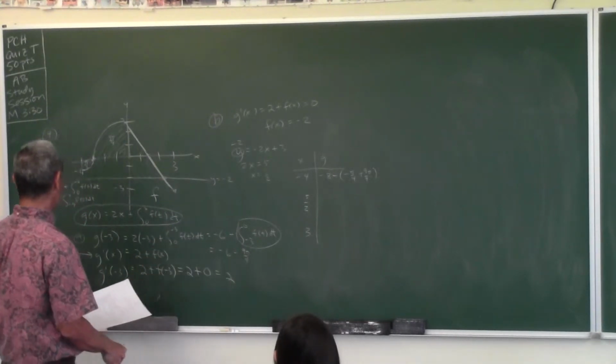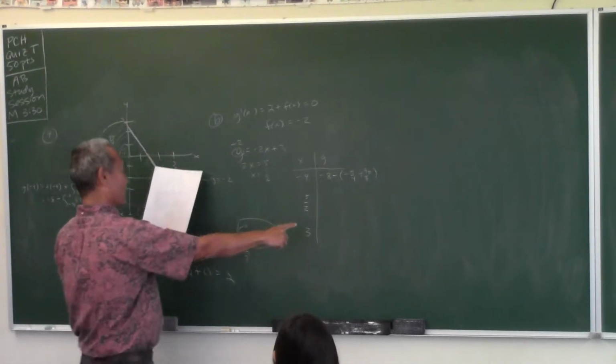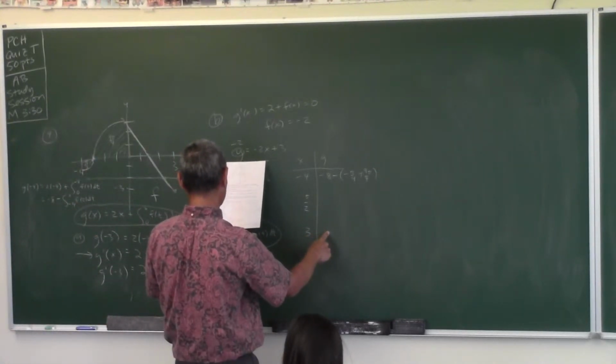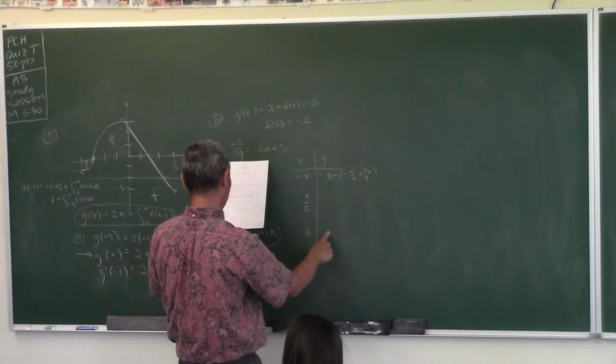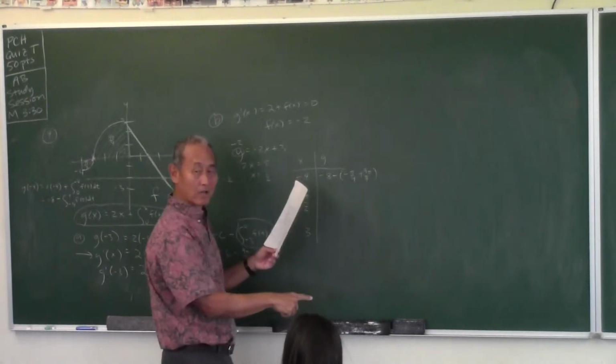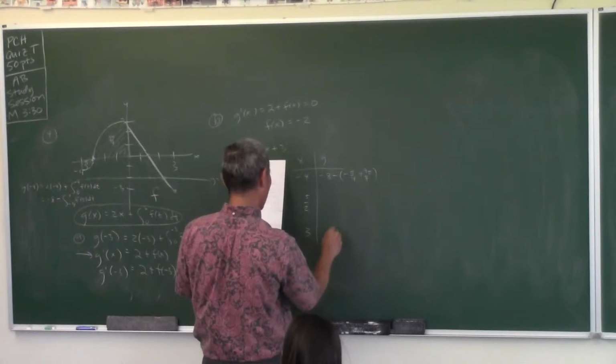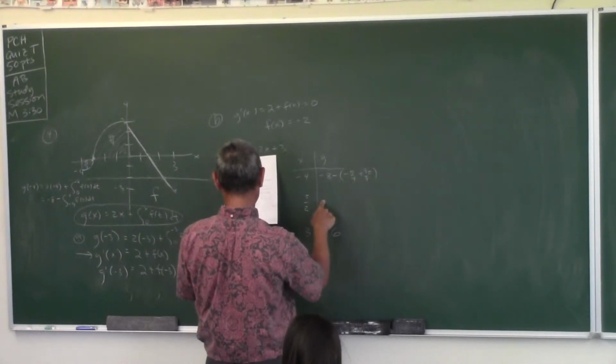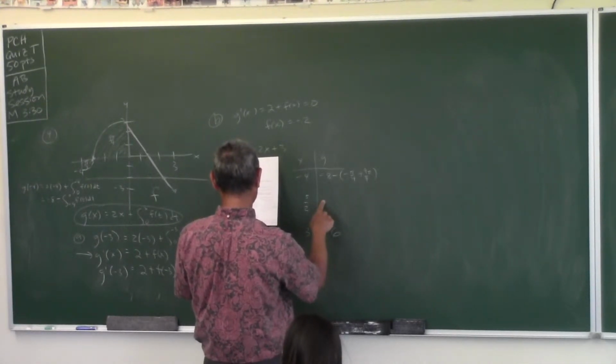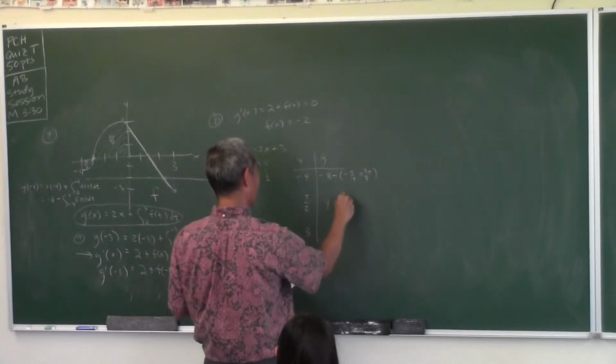Okay, g of 3. What did we get for this one here? G of 3. Who got this one? Harada. 6. Okay, 6 is correct. And what about 5/2? Kishinami. I got 4 plus 9/4. 4 plus 9/4 is correct.